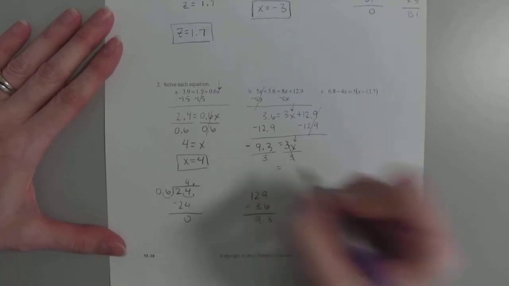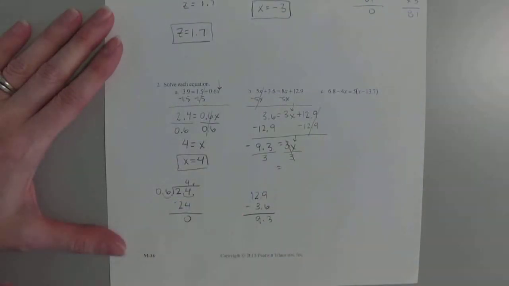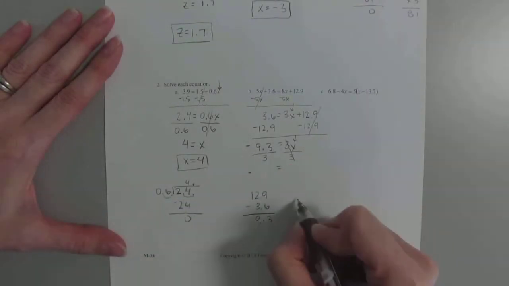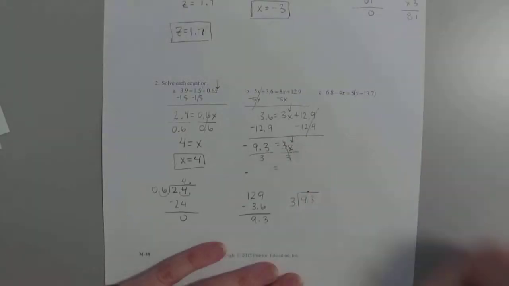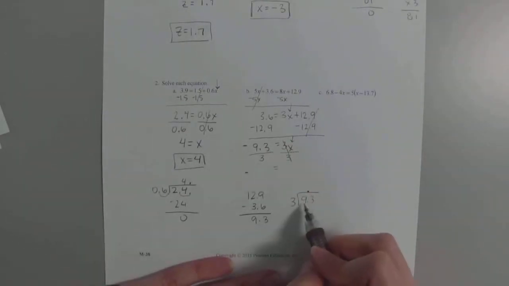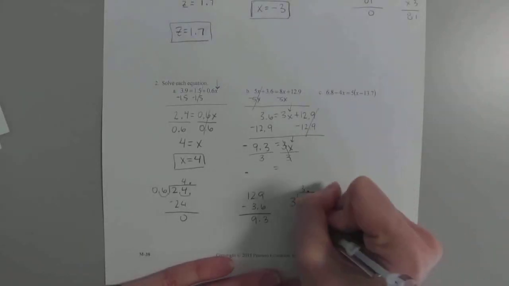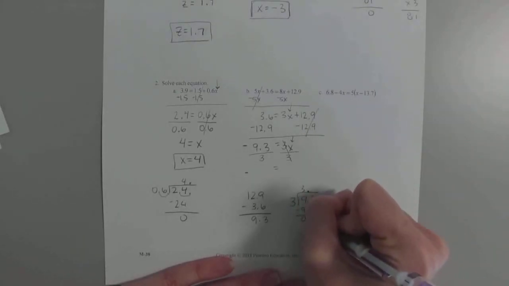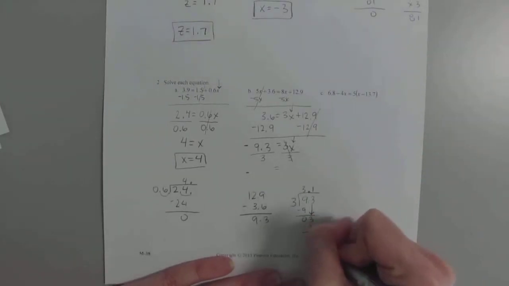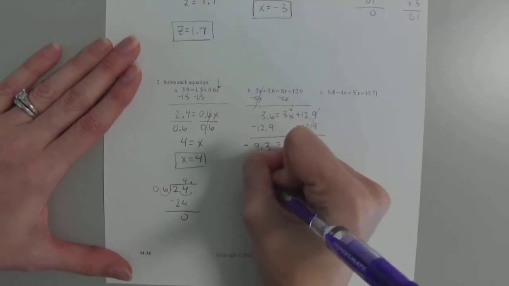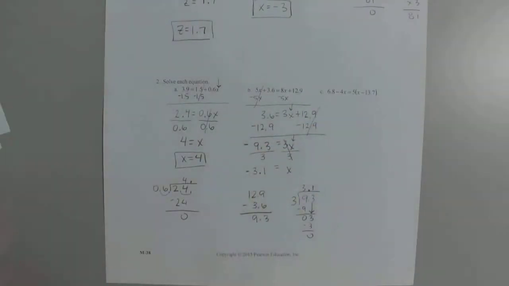But if we divide this side by 3, we have to divide this side by 3. Again, let's think about our answer. What's a negative divided by a positive? Negative. And let's just go down here. 9.3 divided by 3. Move that decimal straight up. How many times does 3 go into 9? 3 times. Bring down the 3. How many times does 3 go into 3? 1 time. So what is our answer? Negative 3.1. Isn't that crazy?